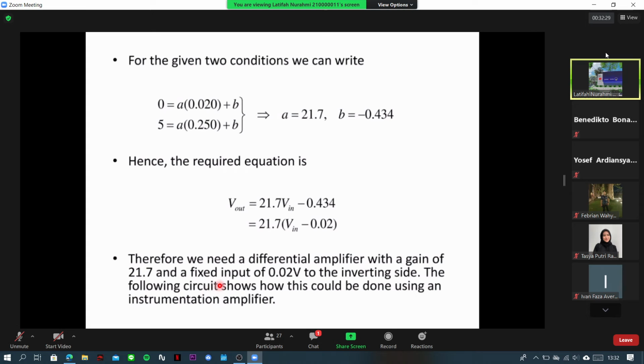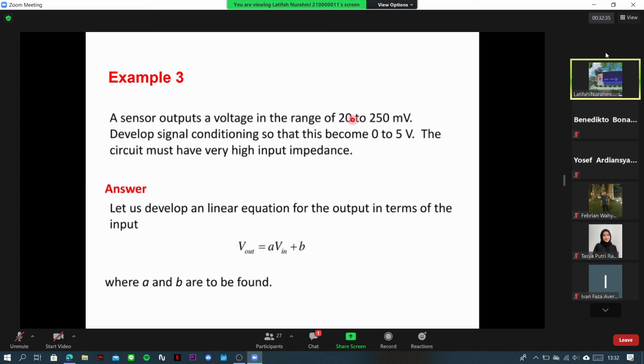Now let's plug in the actual values. What is the range? The range is from 20 up to 250 millivolts. 20 millivolts becomes 0.02 volts, and 250 millivolts becomes 0.25 volts. So we match the lower bound to the lower bound and the upper bound to the upper bound.